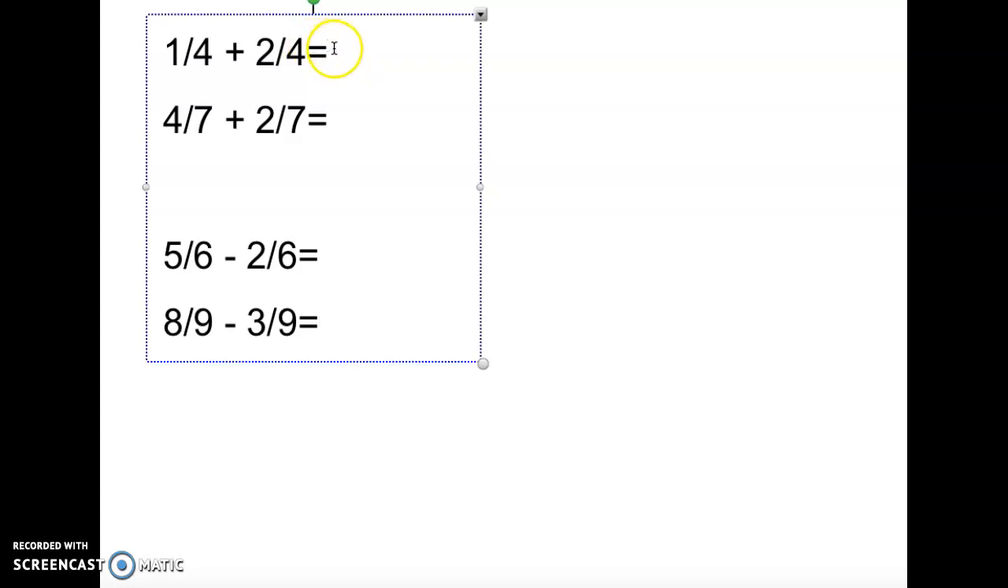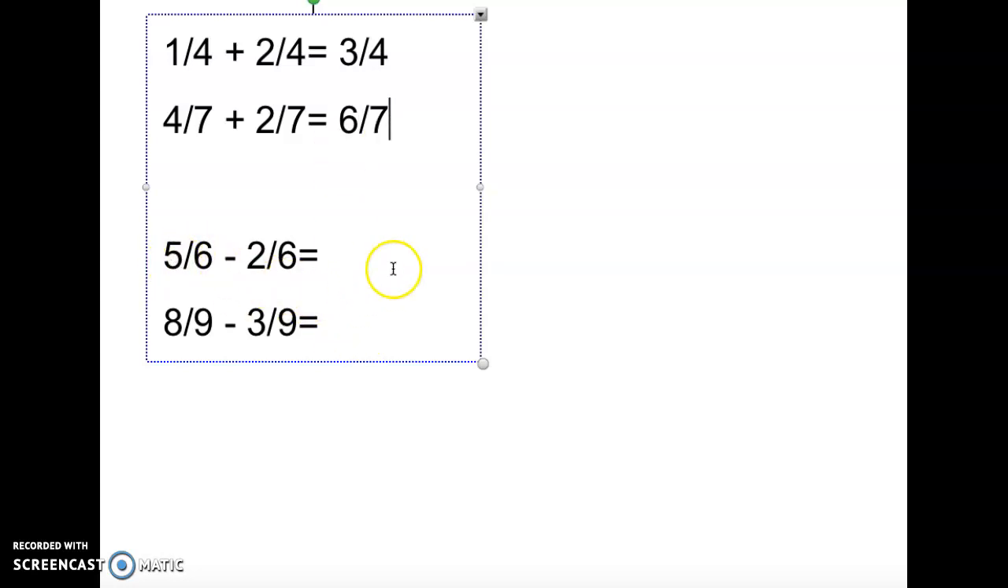So when we are subtracting these or adding them, as long as they have the same bottom number, we can do the work. So for this one, the bottom numbers are going to stay the same. All we have to do is add the top numbers. So 1 plus 2 is 3, and my fourths stay the same. Okay? If I have 4/7 plus 2/7, my 4 plus my 2 is 6, and my 7ths stay the same.